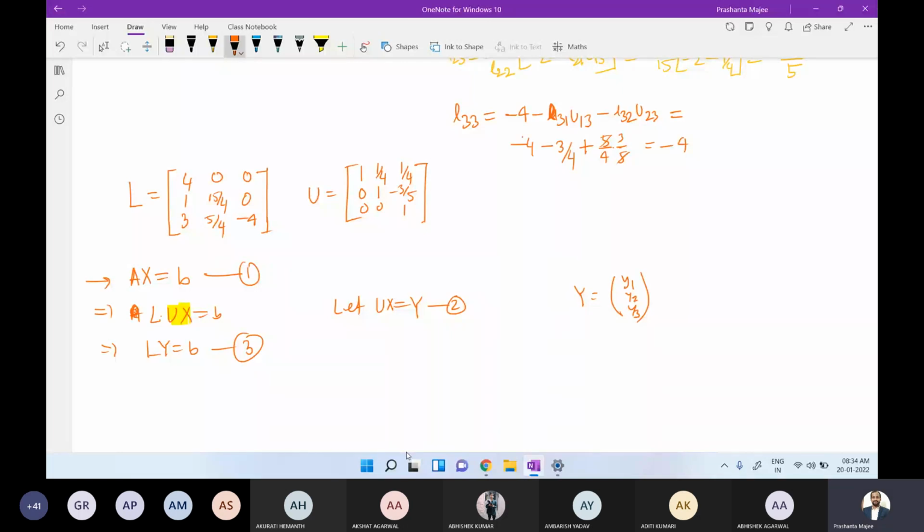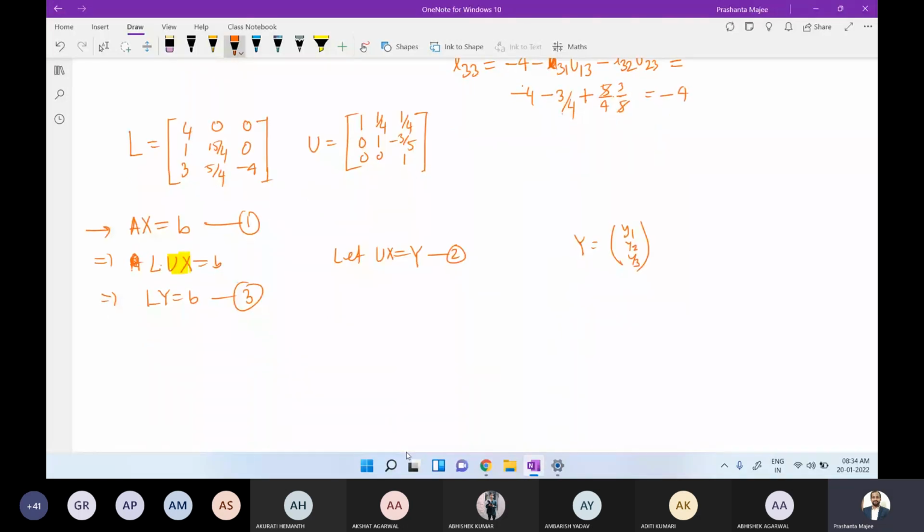Ly equals to b. Here L is known to you, b is known to you, y is unknowns, y1, y2, y3. So this is a lower triangular system of equations. This can be solved using forward substitution. So what is Ly equals to b? Can you tell me the system of equations you are getting from Ly equals to b?